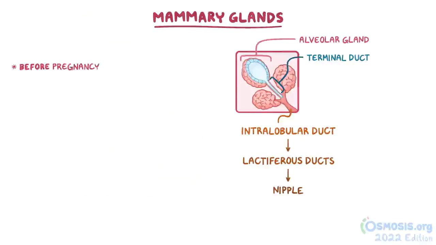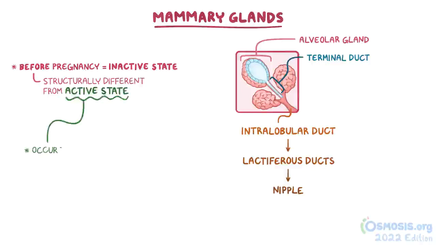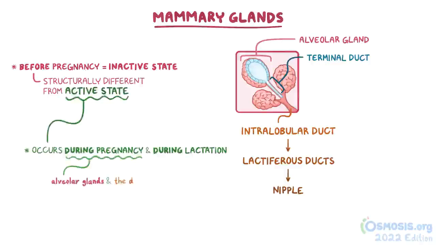Before pregnancy, the mammary glands are considered to be in a state of inactivity, and they're structurally different from mammary glands that are in the active state. The active state occurs during pregnancy and during lactation after childbirth. During pregnancy, the alveolar glands and the duct system will grow in preparation to produce milk for a newborn baby.